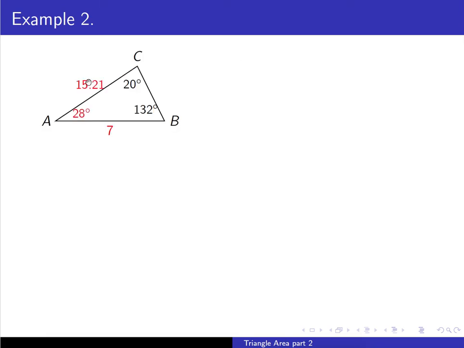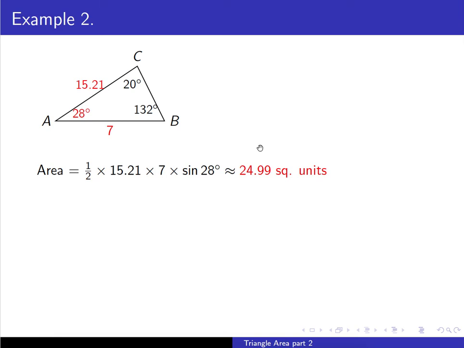So now we have B is 15.21, C is 7, and A is 28 degrees. Now we have a side angle side triangle, so we can apply our formula, 1/2 times 15.21 times 7 times the sine of 28 degrees, which is approximately 24.99 square units.